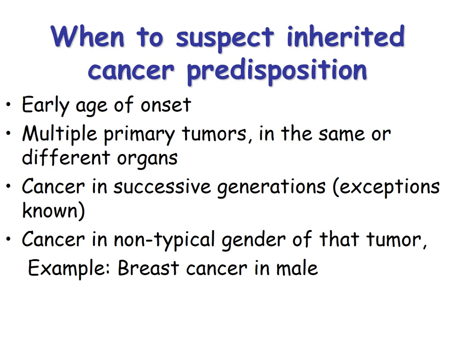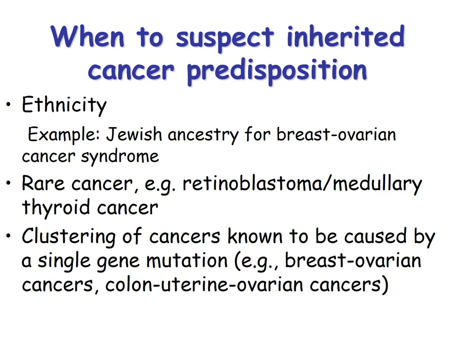Another thing, as we saw earlier, is that acquiring a full set of mutations for a cancer cell is also a matter of chance. So one lesion can be present in an organ. But if there are multiple such lesions, they are known as primary tumors. Multiple primary tumors in the same or different organs definitely point to the possibility that one mutant allele is already inherited. Let us recall the two-hit theory, right? So next is cancer in successive generations mainly, but there are exceptions. And breast cancer in a male is also something which is a non-typical gender for the tumor, which indicates cancer predisposition.